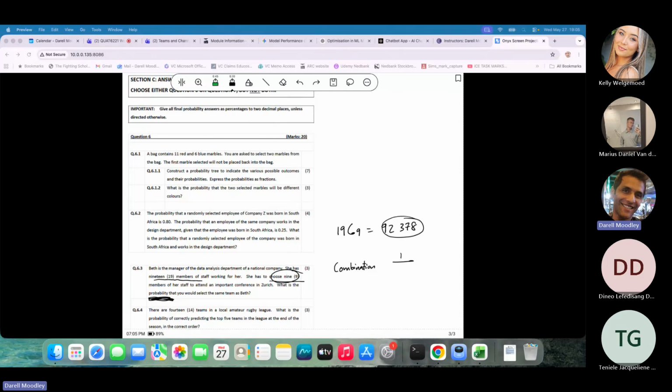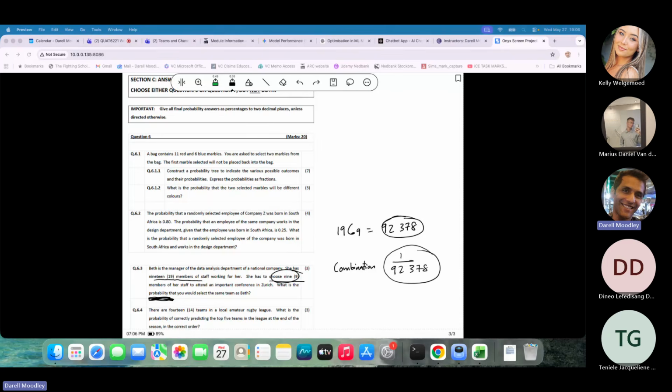We have 92,378 possibilities. So the probability is simply 1 over 92,378. You can convert it to a decimal or percentage, it's up to you, but it's already simplified, so this should be good enough. All right, so this is question 6.3.